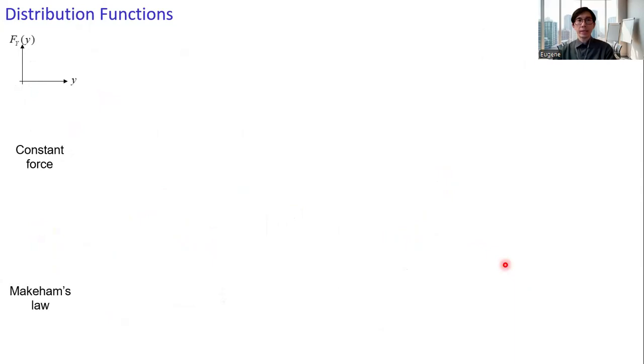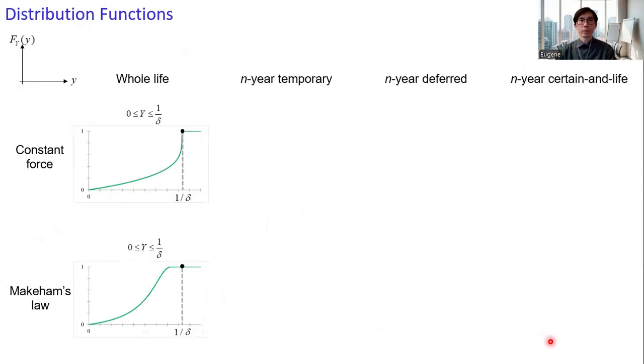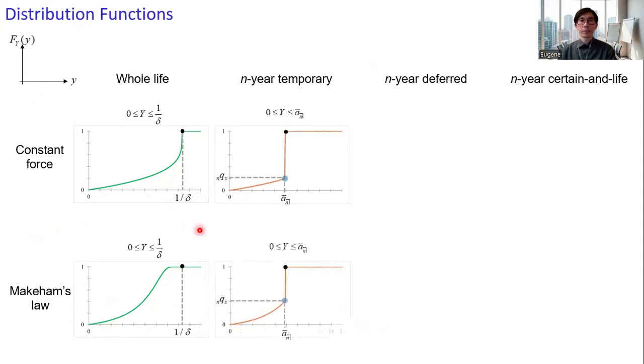All right, let's summarize everything on this page. For whole life annuity, the CDF here. Only for continuous annuity, Y starts from 0. And then the maximum for Y is 1 over delta. For the n-year temporary annuity, Y starts from 0 and then reaches the maximum, a-bar angle n. And then there's a jump for the CDF value from nq_x to 1.